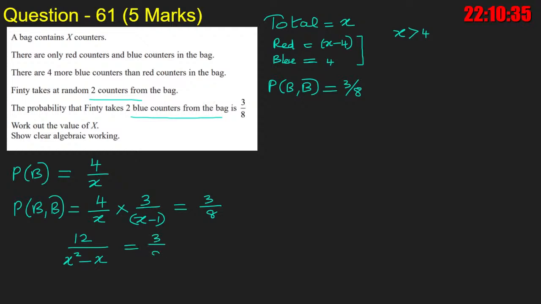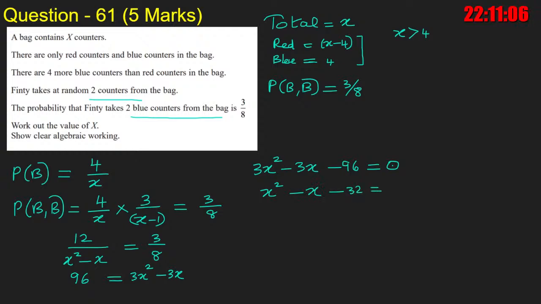So 4 times 3 is 12 over x times x is x squared minus x, equal to 3 over 8. If I cross multiply, 8 times 12 is 96 equal 3x squared minus 3x, right? So I start with 3x squared minus 3x minus 96 equals 0, and divide by 3, it is x squared minus x minus 32 equal 0.